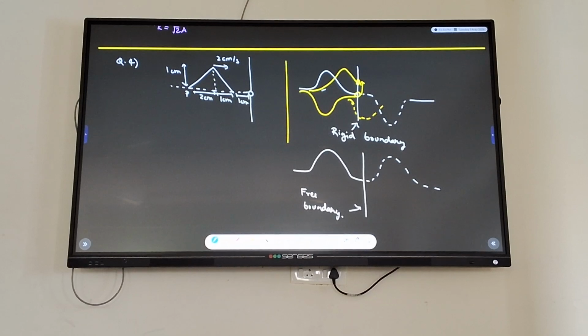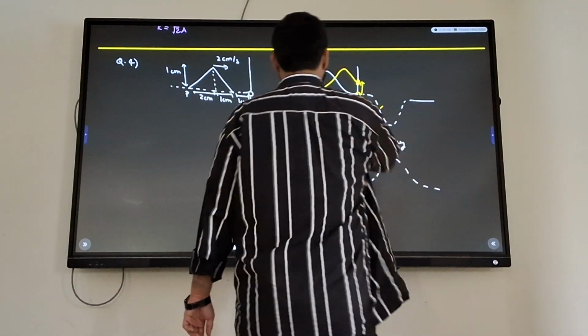Yes, and T equal to half. Yes, but then we also have to make the reflected wave as well. The reflected or mirror wave, whatever you want to call it. We'll try to make that.